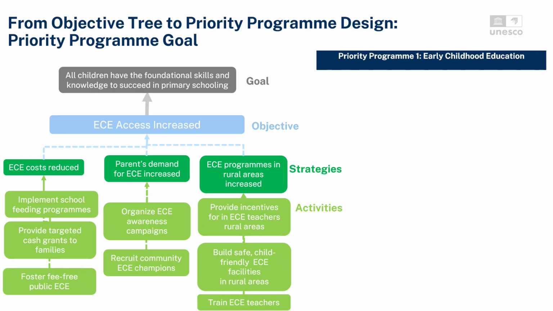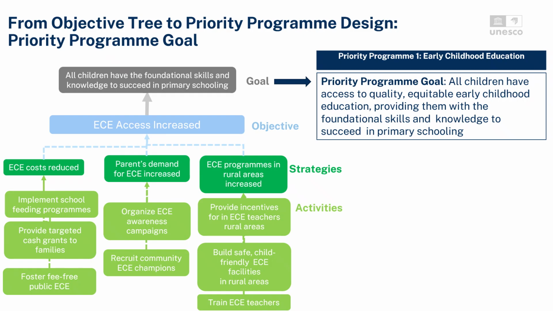Lastly, the goal from our objective tree can be used to help construct the priority program goal. This again will not be as straightforward and will take some reflection in consideration of all of the ECE subprogram objectives. For example, a global ECE priority program objective, utilizing our goal from the objective tree as a base, could be all children have access to quality, equitable early childhood education, providing them with the foundational skills and knowledge to succeed in primary schooling.